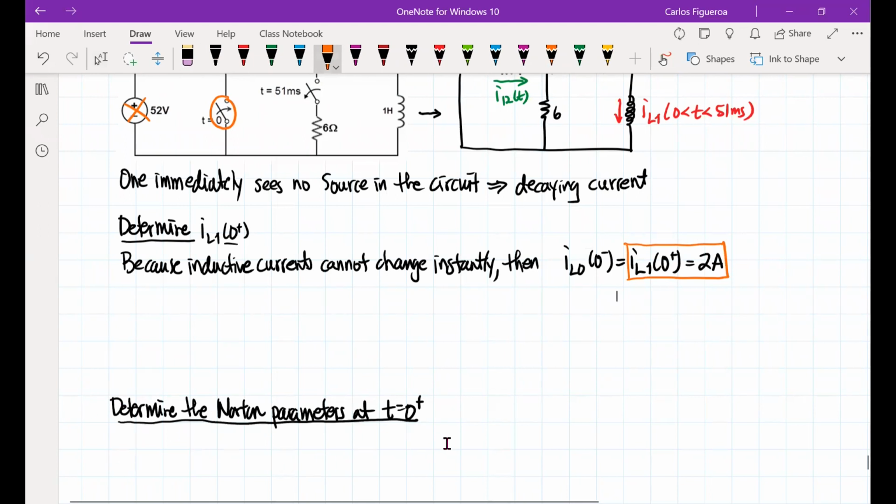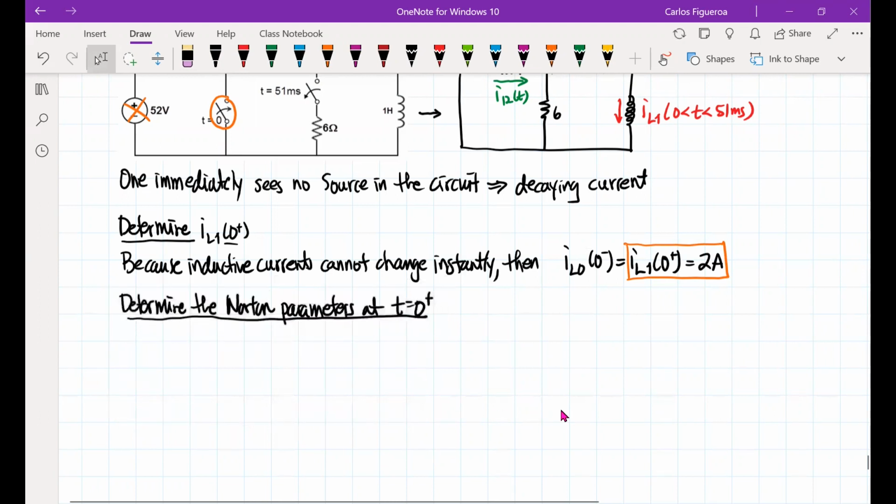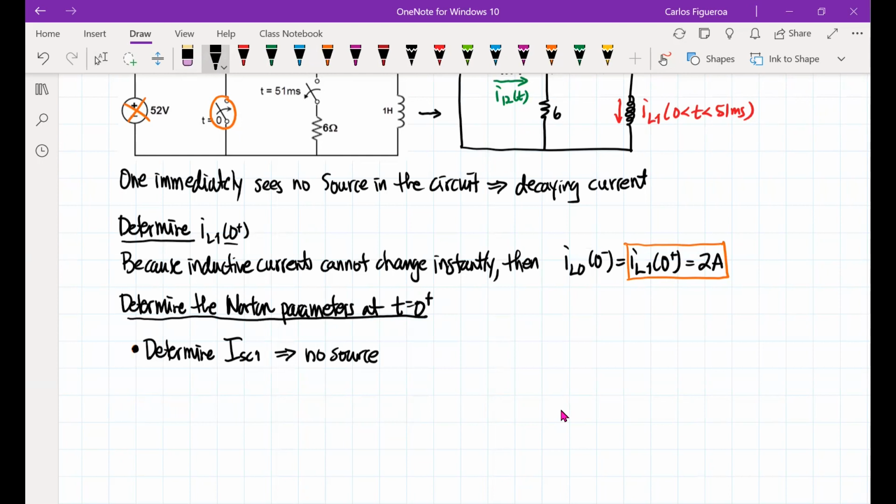So now that I have that, what I need to determine is the Norton parameters. The first thing that I'm going to go after is I short circuit 1. Again, this tells me that there's no source. If there's no source, then we have no choice, because nothing's feeding the inductor, that is 0. So now we know that.